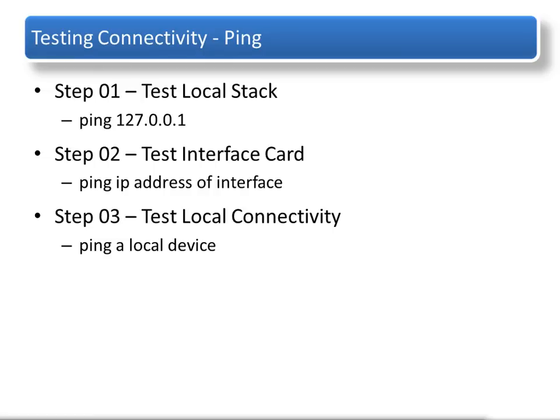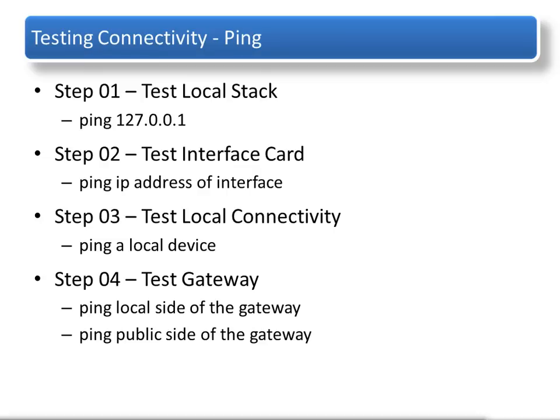The key here is to make sure that the other device is working. If you have successful connectivity between your device and the other local device, ping the local side of your gateway. If this fails, check to see if another device on your network is having the same problem. Let's say that both devices are having the same issue.